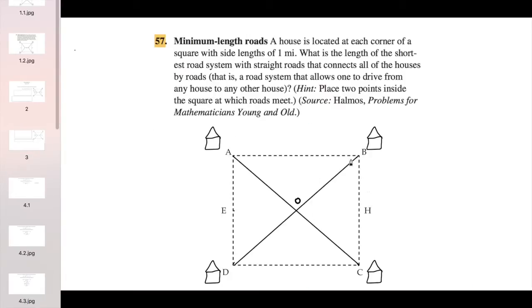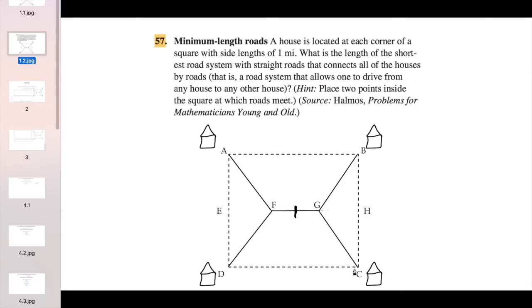And we wouldn't be wrong because the diagonals technically do give us the shortest distance between BD and AC. However, it does not give us the shortest distance between BC and AD because BO plus OC is going to be greater than BC. So what we need to try and do is to make the sum of BO and OC get closer and closer to BC, and picking up from the hint which asks us to place 2 points inside the square, we can make a diagram that looks something like this. And this obviously makes much more sense than the previous diagram.